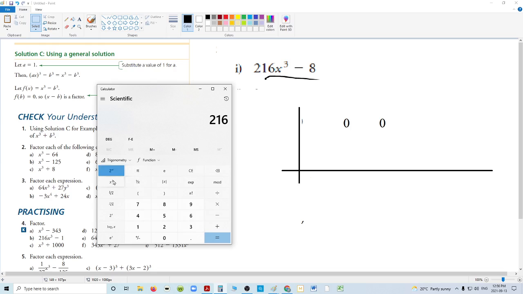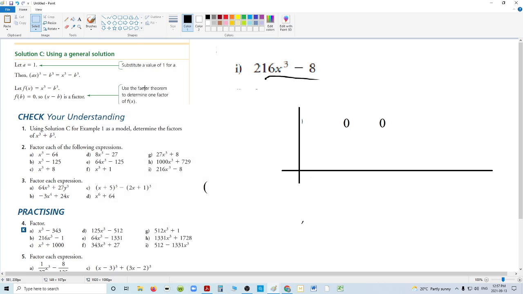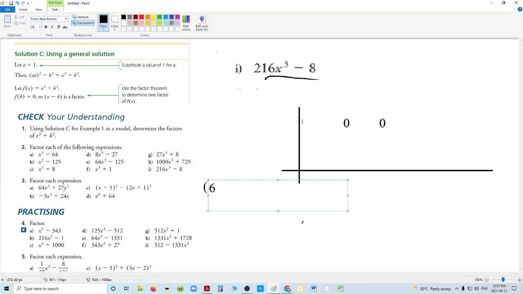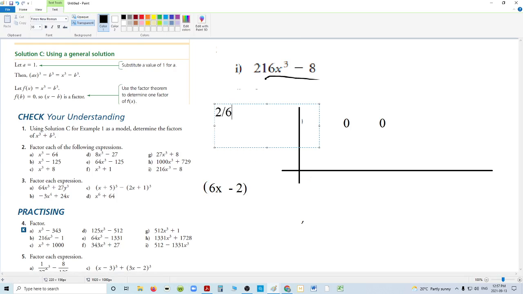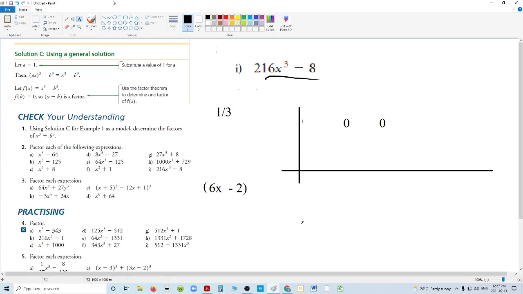Now my second function also has a cube root, 6. So that means the first term, the cube root of 216x cubed, is 6x, and the cube root of minus 8 is minus 2. Which means the root I'm working with is 2 over 6. What's a simplified version of 2 over 6? 1 over 3. What are the numbers I'm working with here? I'm working with the first number here and the minus 8 over here.